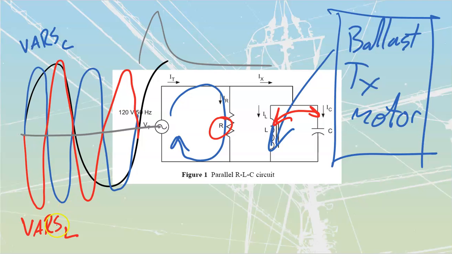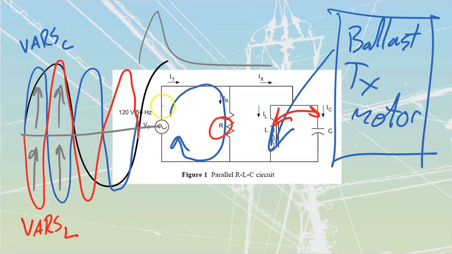But my total amount of inductive VARs are going to be opposite to my capacitive VARs. That black line represents my voltage. This is going to be my VARs L. I see that my VARs L are giving back while my VARs C are taking in. So instead of taking from the source, my VARs C will take from my VARs L. And then over here, in the next instant, my VARs C are going to be giving back, and my VARs L are going to be receiving. And so all of our VARs are going to be canceled out.